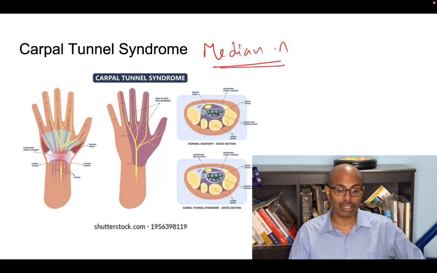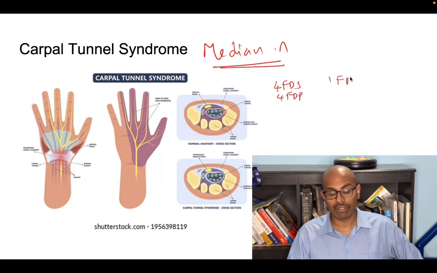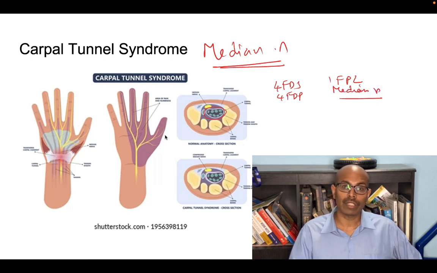So what are the components of the carpal tunnel? There are 9 tendons. What are the 9 tendons? There are 4 FDS tendons, 4 FDP tendons, 1 FPL tendon, flexor pollicis longus, and then there is the median nerve, right?